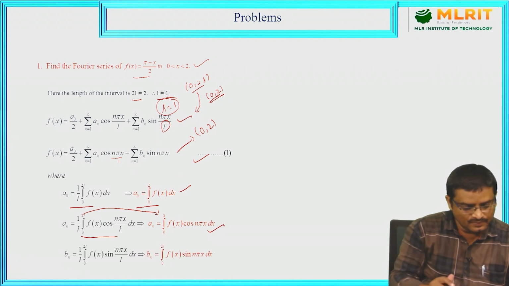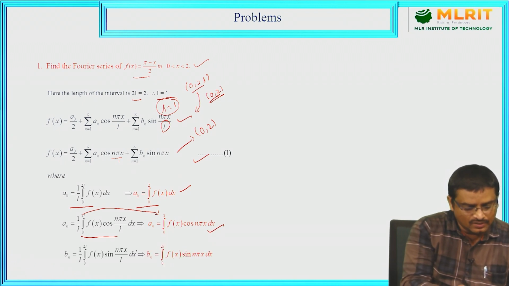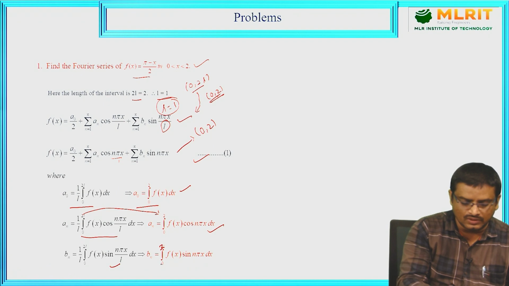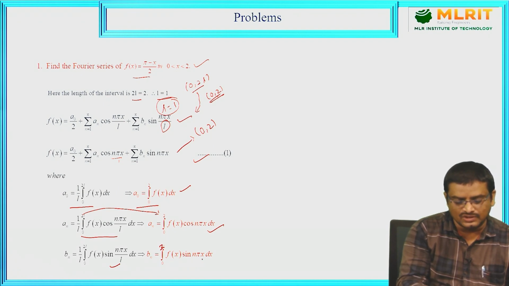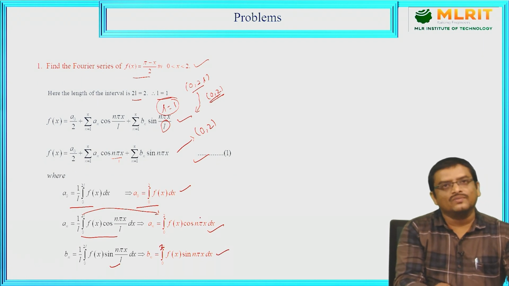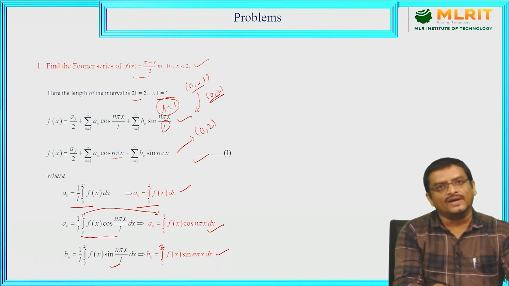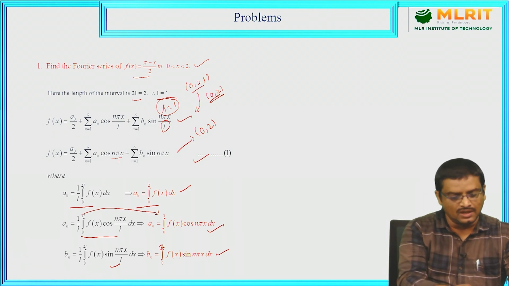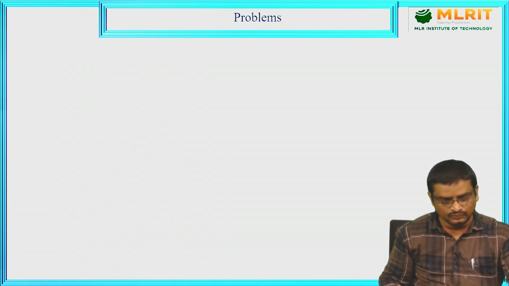And similarly bn is equal to, this is the formula, replace l is equal to 1, you will get bn is equal to 1 by 1 integral 0 to 2 f of x into sin n pi x dx. Now, using these formulas one by one, we will find out the values of a naught, an and bn by substituting the f of x given in the problem.